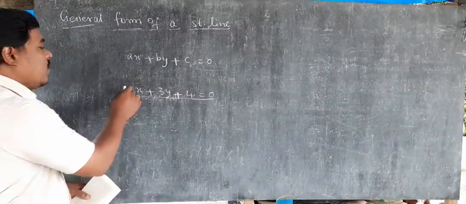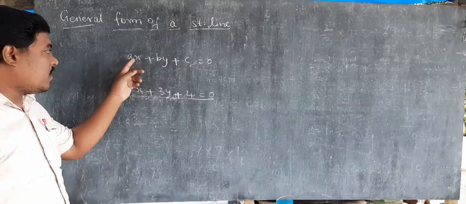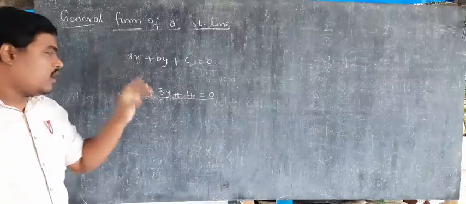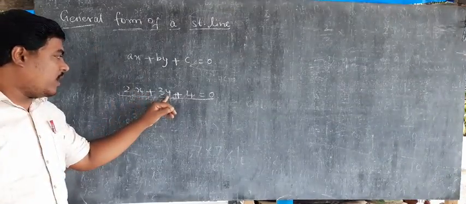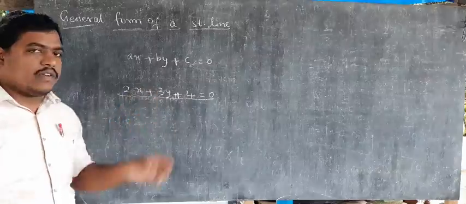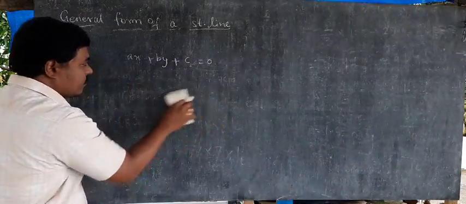So here we use variables. In ax plus by plus c, one is the x variable, one is the y variable, plus a constant. Like this we have the format, and this is called the line equation. So this is the general form.